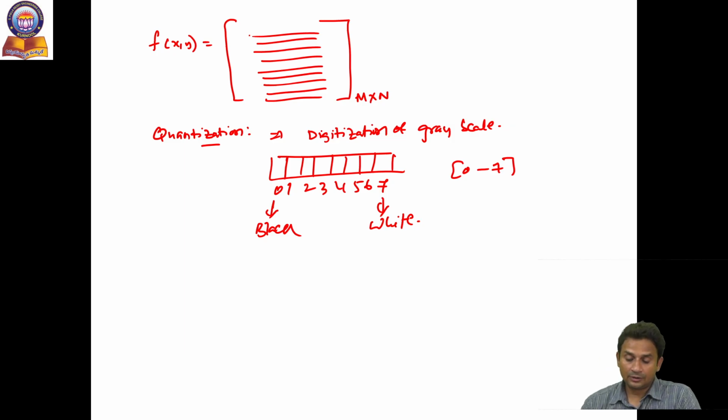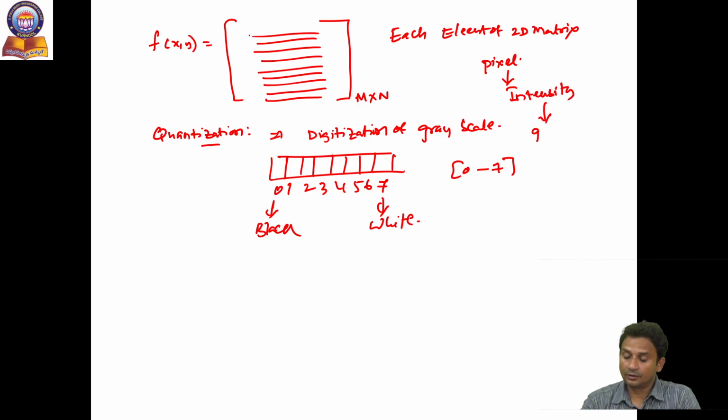After the digitization process, each element of the two-dimensional matrix is called a pixel. Each element of this 2D matrix is called a pixel, and the pixel has an intensity or gray level that represents the intensity of the pixel at that particular position. The pixels will have values in the range 0 to 7 if the grayscale is divided into 8 levels.